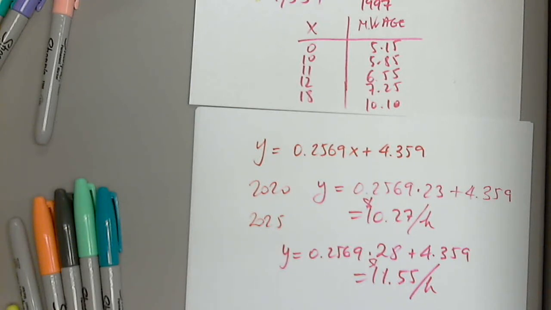And how do we make the ones on the calculator? You go to stat and you edit and click on edit. So in the first list you put 0, 10, 11, and in the second list 5.